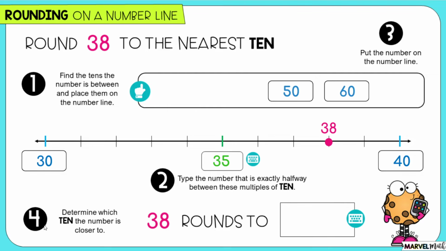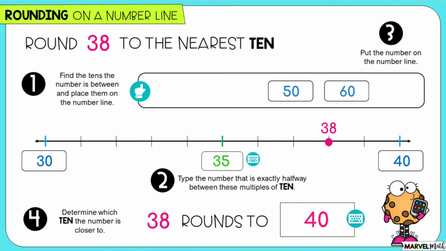And then next, I'm going to determine which 10 the number is closest to. So when we're rounding numbers, and if we're rounding to the nearest 10, we're trying to determine which one of these 10s our number is closest to. Well, clearly 38 is closer to 40. So that means that 38 rounds to 40, and we can type that in.